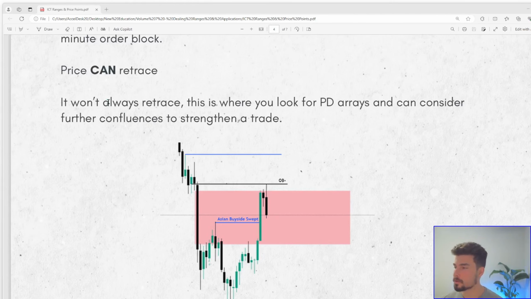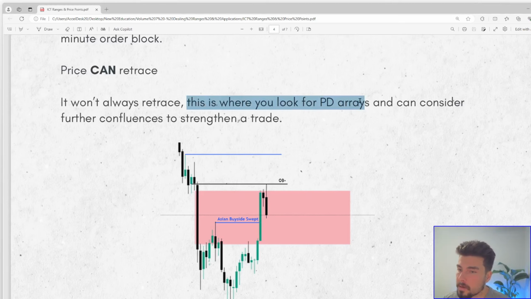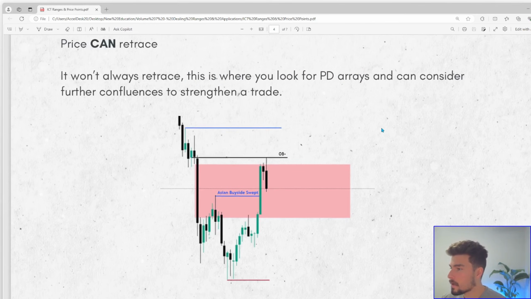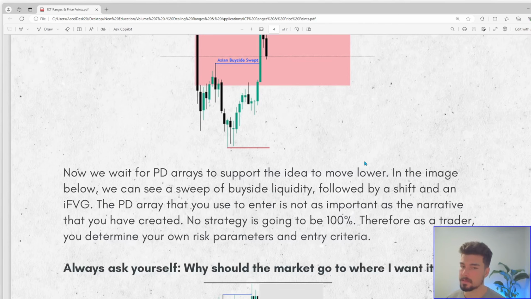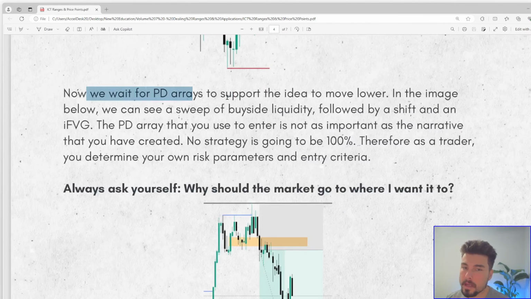It won't always retrace at a level of premium. It won't always retrace at a level of discount. It won't do that. But this is where you've got to look for PDRAs and just consider stacked confluences. The more confluences you have, the better. And it's up to you how many confluences you need on a given particular day, right? So for me, based on the market conditions, this could change. More than one is better, 2, 3, 4, 5. It depends on what the market will give you. The same thing, guys, for the PDRAs that I'm willing to enter from. So again, we just have to wait now for the PDRAs to support the idea.